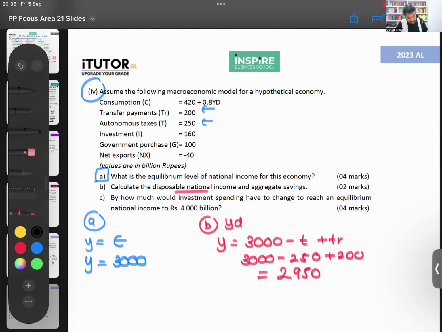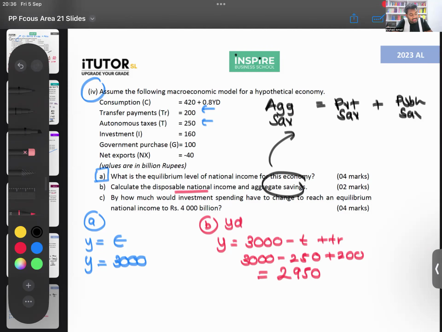2,950. Then part C, there is another part, aggregate savings. Now, does aggregate savings mean private savings? What is aggregate savings? Aggregate savings is domestic savings, the total savings. So aggregate savings is equal to your private savings plus any public savings, government savings. So how do you get private savings? You can get it from the savings equation. So how much will my savings equation be?